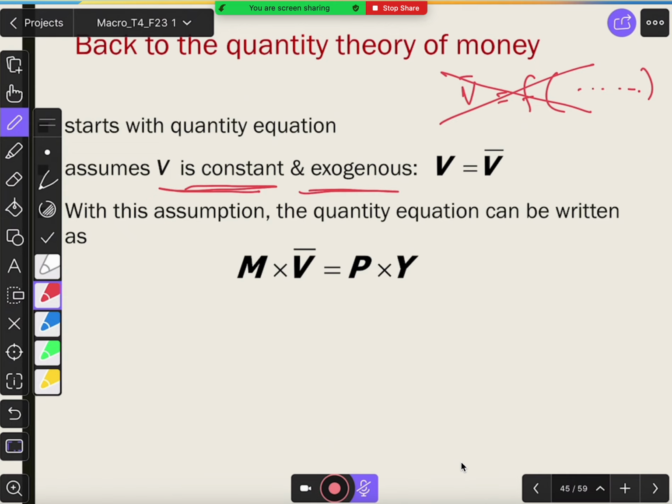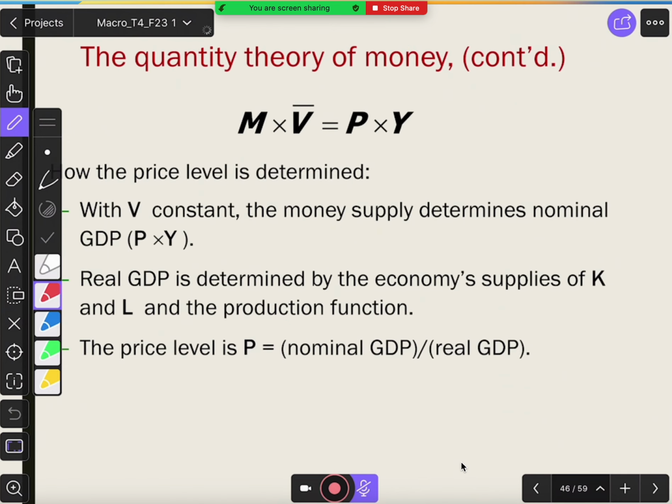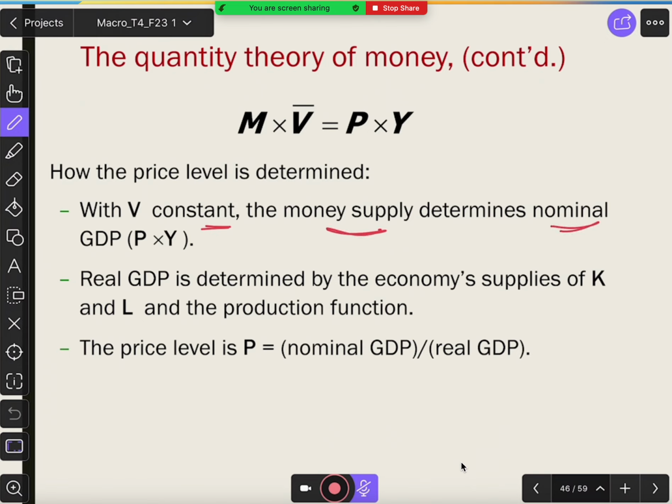Okay, and if this velocity is constant, then any changes in this left side are not related to changes in velocity of money, because velocity of money is assumed to be constant. So any change in the nominal value of money has to be equated with the nominal GDP. Okay, P times Y is the nominal GDP, as we had in one of the previous slides. So this is the repetition of what I said: this is constant, so the money supply determines the nominal GDP.